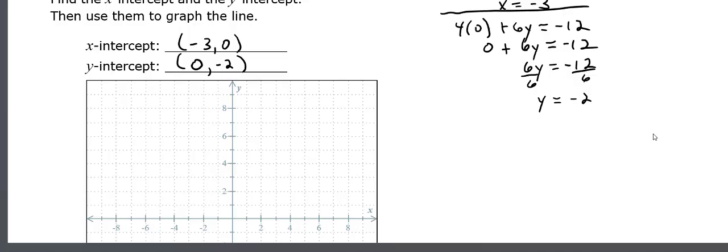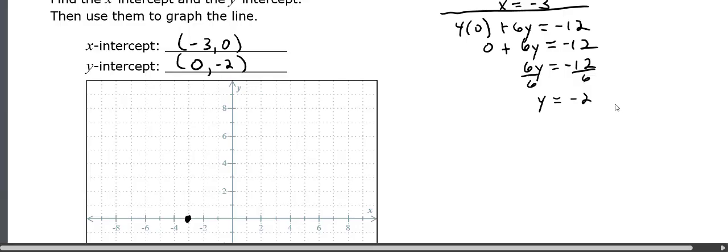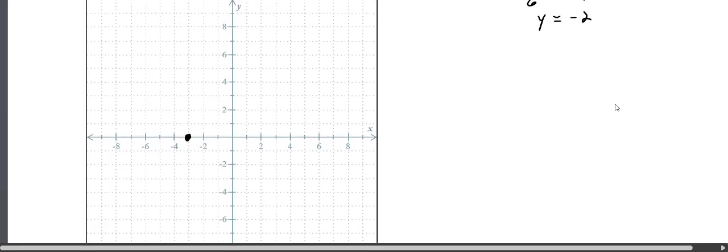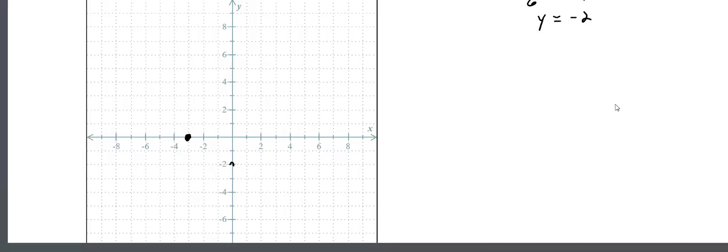So our x-intercept, remember, that's the place where the graph touches or passes through the x-axis, is at (-3, 0). And our y-intercept is at (0, -2). And again, that's the place where our graph passes through our y-axis. So now we've plotted our two intercepts. So we're just going to connect these 2 points with a straight line.